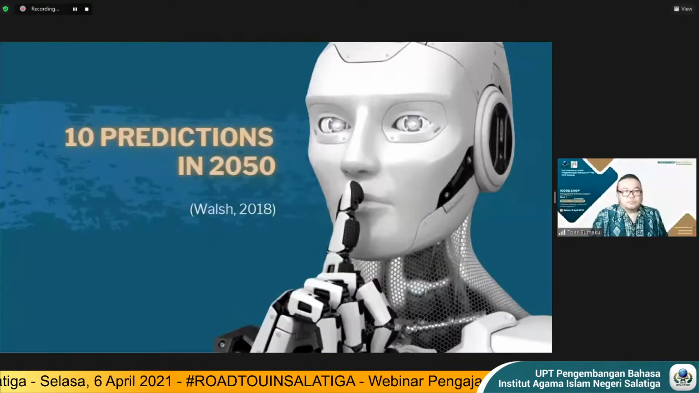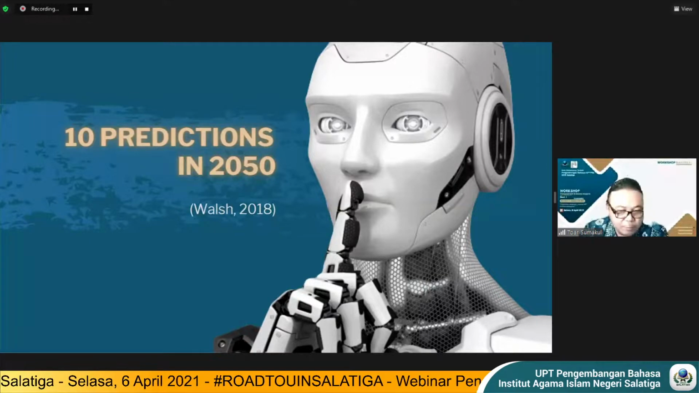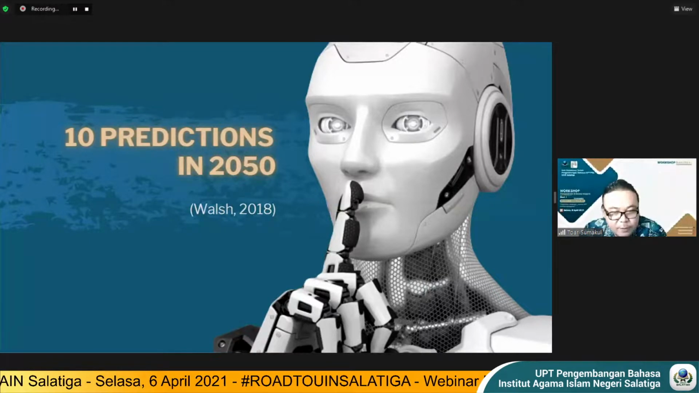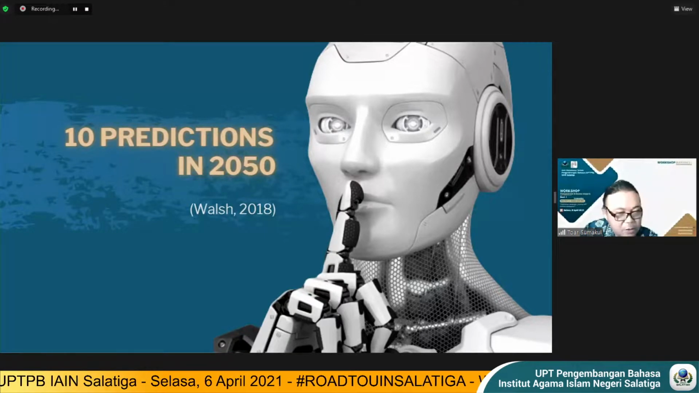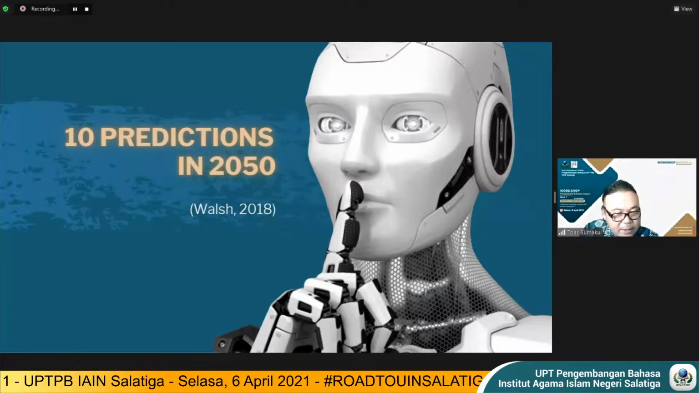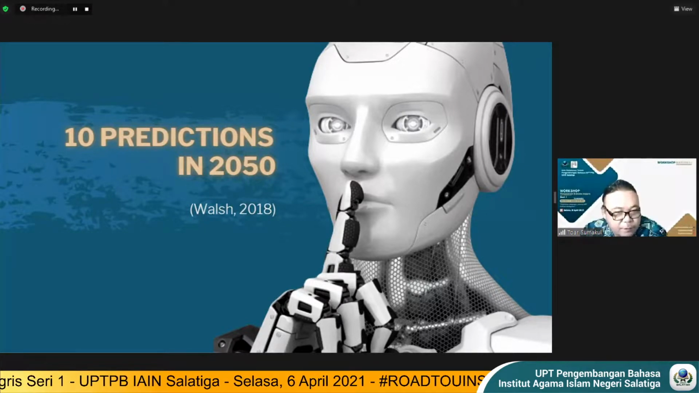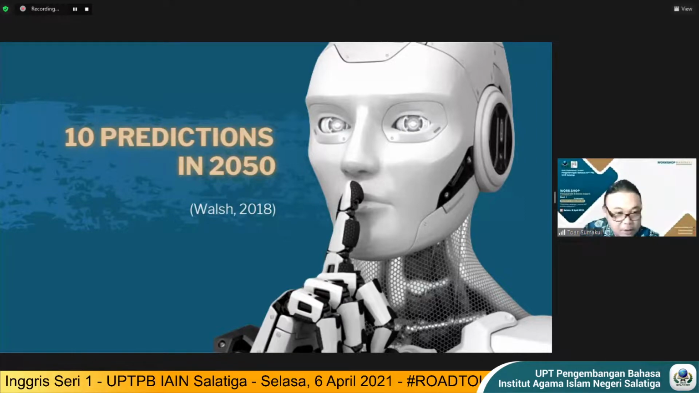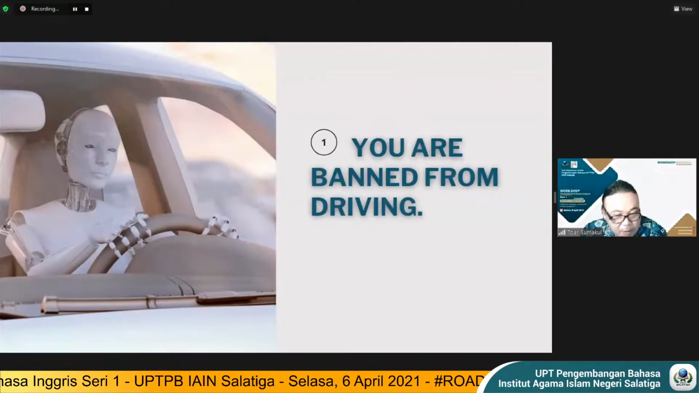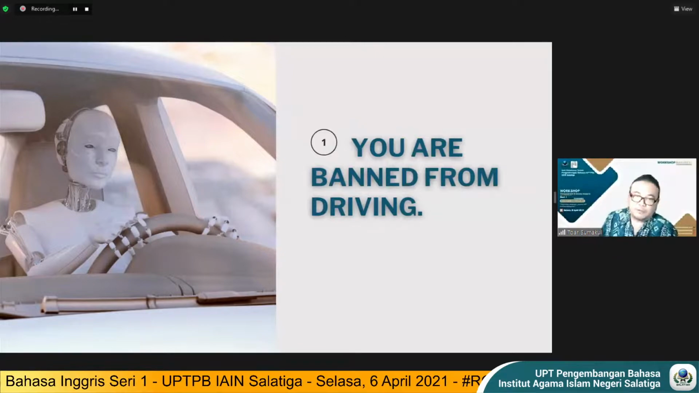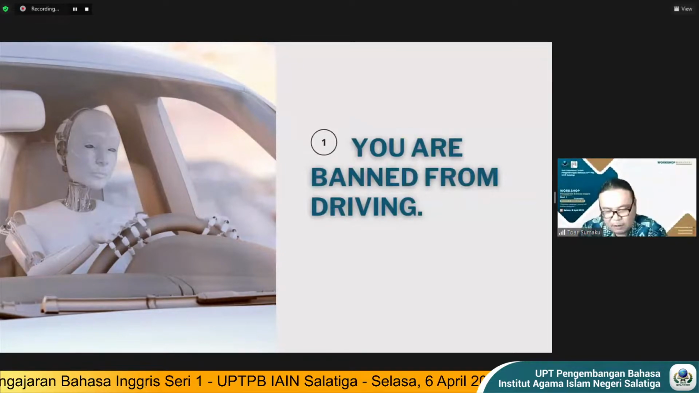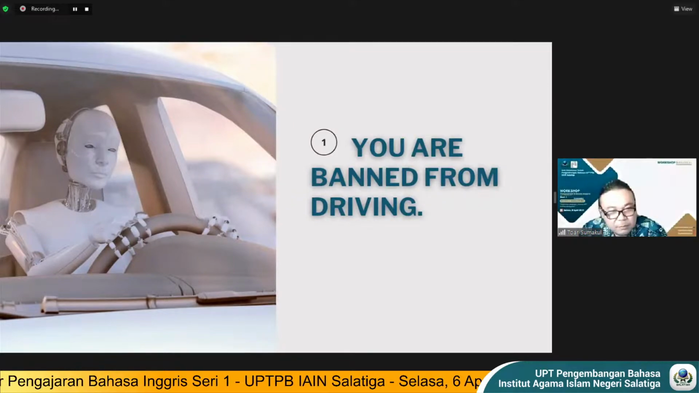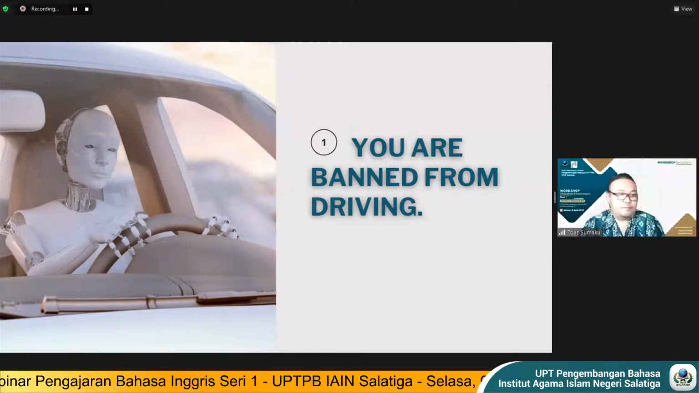Now, let's see the predictions proposed by Robert Walsh, a professor from the UK, about 2 or 3 years ago, in 2018. He proposed 10 predictions for 2050, about 30 years from now. The first one: we will be banned from driving because many road accidents are human error, I think most of them. So humans will be banned from driving.